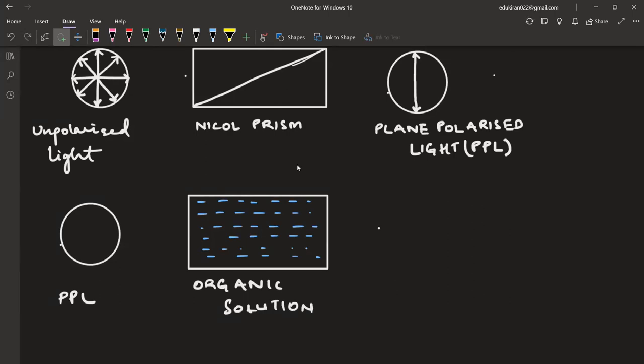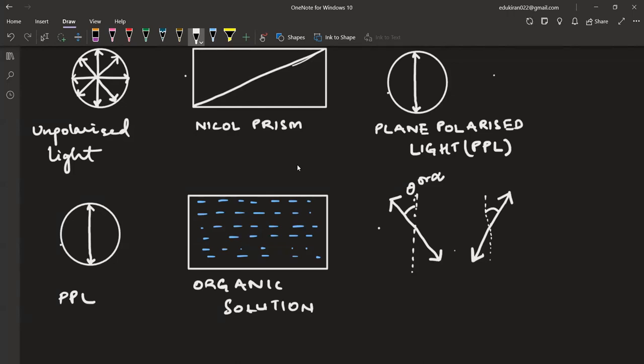Rotate तो तुमको लिखना ही पड़ेगा. Okay, so it has rotated a bit. Initially, it was in this position. It is rotated by angle theta or alpha. Okay, theta or alpha. And it has rotated anti-clockwise. Or it rotates clockwise. It is still plane polarized light, but it has rotated a bit.